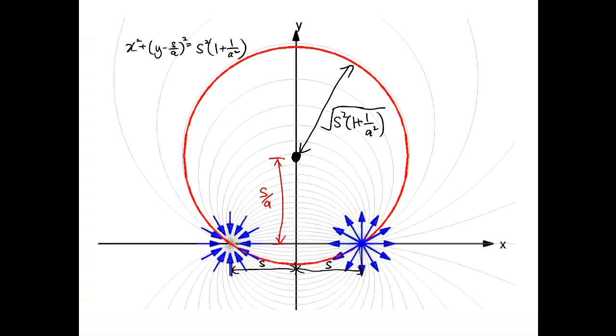Okay, everyone following so far? Yes, can I move on? Okay, so this is just for a source and a sink, the streamlines for a source and a sink. Now we're going to go back to the flow which we were looking at, which was a source, a sink, and a uniform flow.